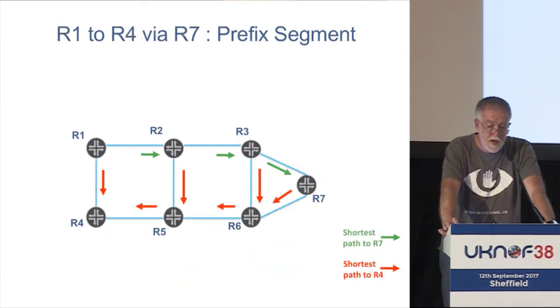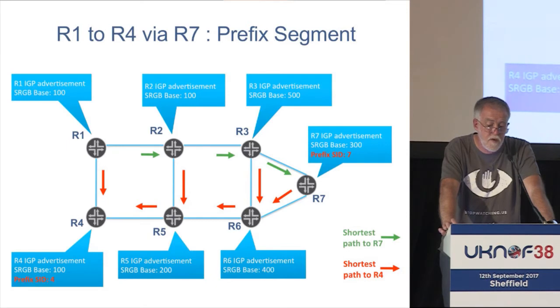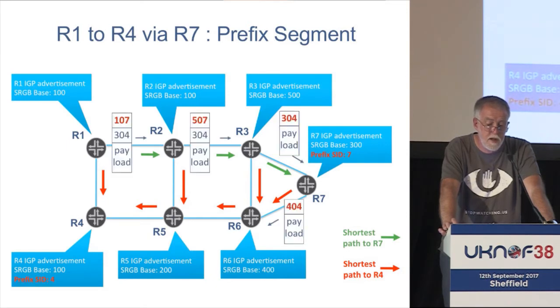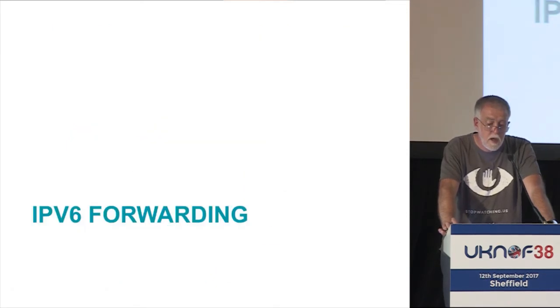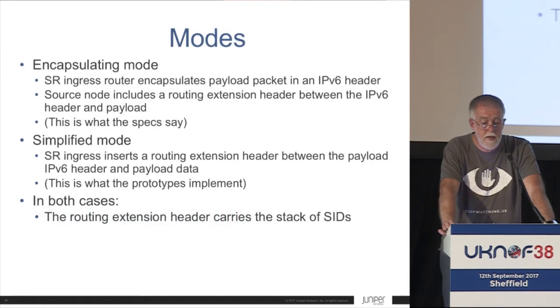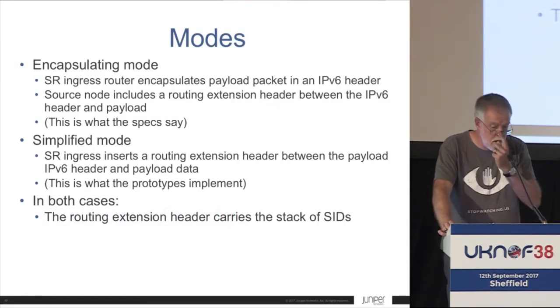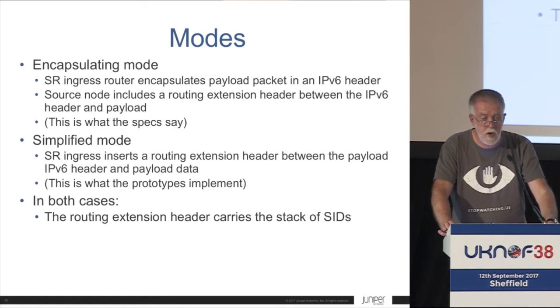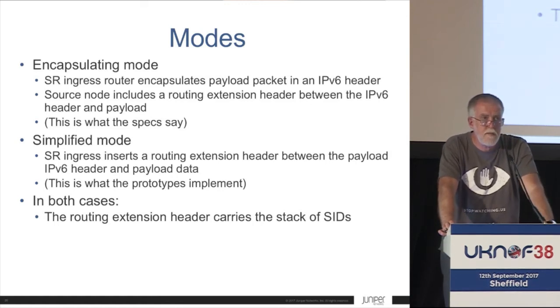I've also got an example for a more complicated prefix segment example. I'll skip that as an exercise for the reader. It's in the slides. So IPv6, how that works. There are two modes being discussed at the moment. One is encapsulating mode, and one is simplified mode.